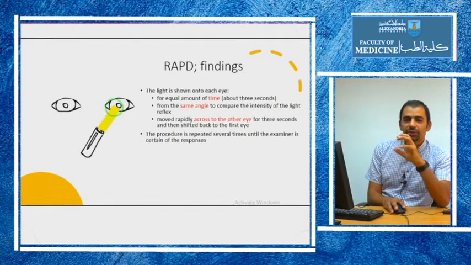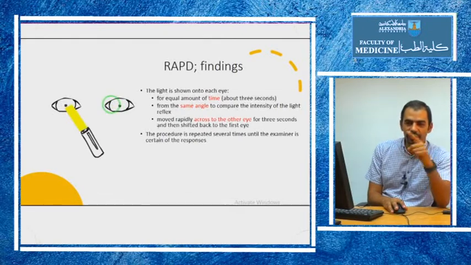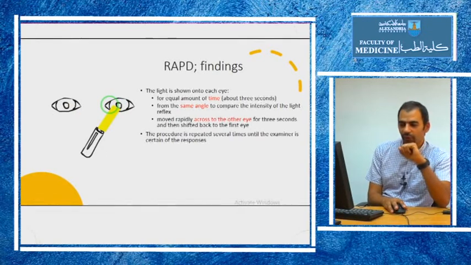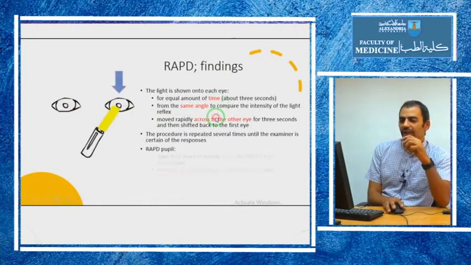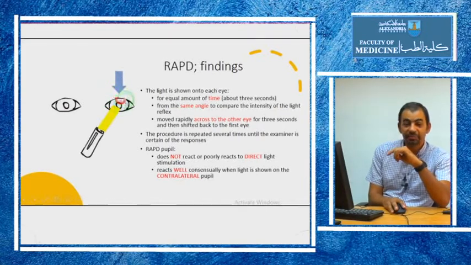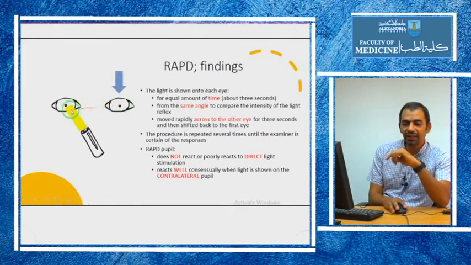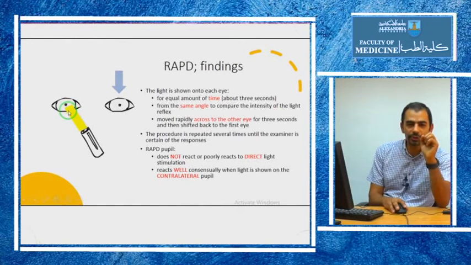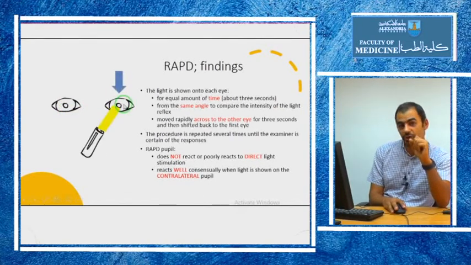Normally the eye should remain constricted when the light is moved between both eyes, but in relative afferent pupillary defect, if there is a problem of the afferent pathway of one eye, let's say the left eye in this example, when we shine the light to the right eye, both pupils will constrict. This eye will constrict directly and this eye will constrict consensually.